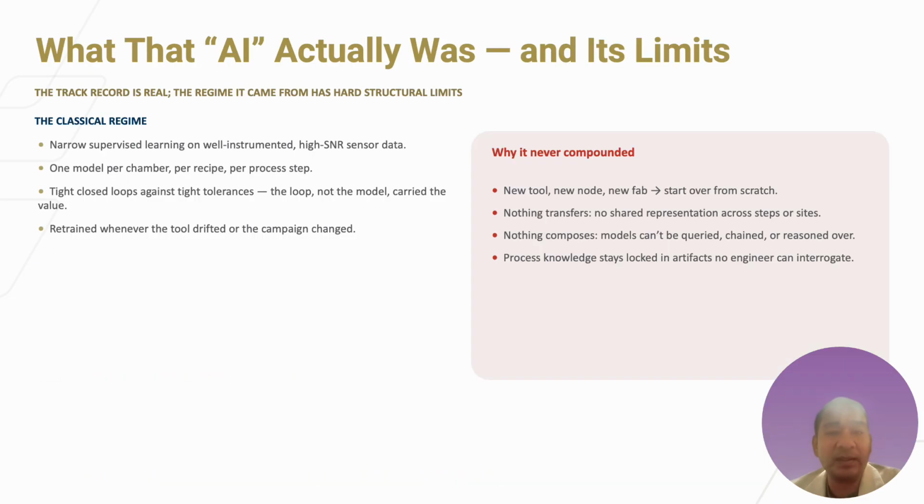Let's be precise about what that early AI really was and where it hit a ceiling. Its strengths: it learned a narrow task from very clean, well-labeled sensor data. It lived inside a tight control loop where the loop did most of the work, and it was retrained whenever the tool drifted. Now, every new tool or fab meant starting over from scratch; nothing transferred from one setting to another. The model could not be combined and reasoned about, and the knowledge stayed locked inside the model, which no engineer could really interrogate. Those exact limitations, transfer, composition, interpretability, are what today's methods are starting to break.